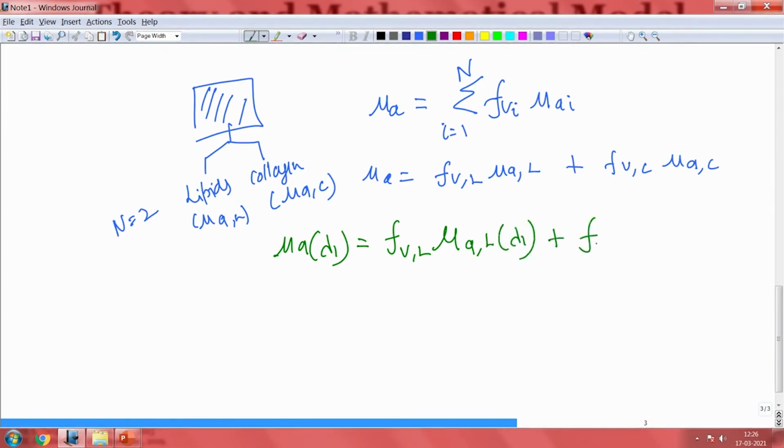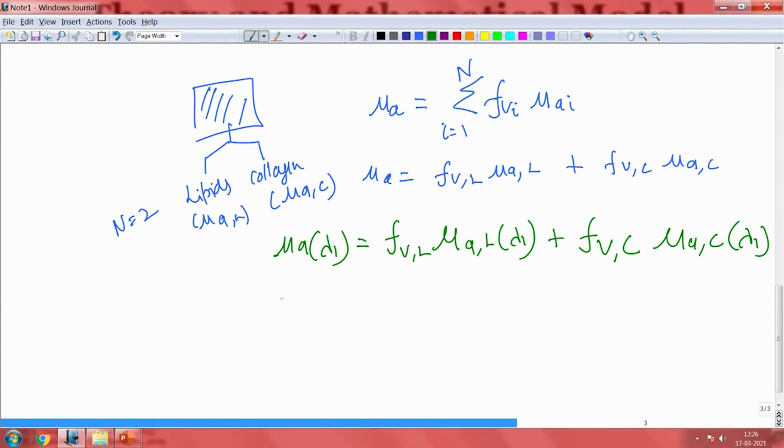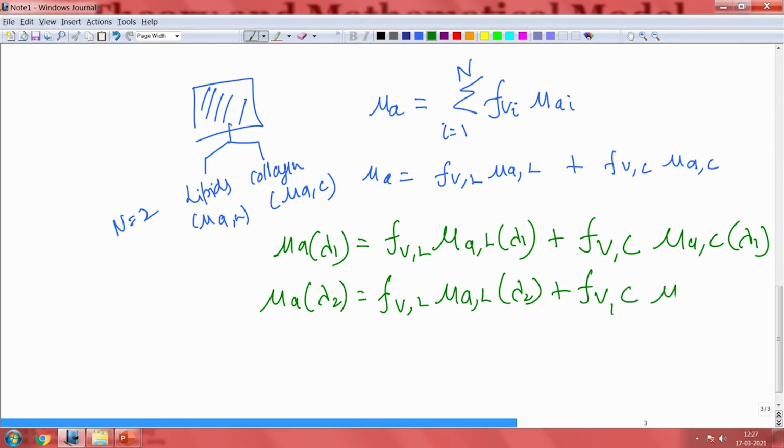So I can write it like this for a single wavelength, and for a second wavelength I can write it as mu A lambda 2 f v comma L mu A of lipid for the second operating wavelength, plus the volume fraction of collagen times mu A of collagen for the different operating wavelength.